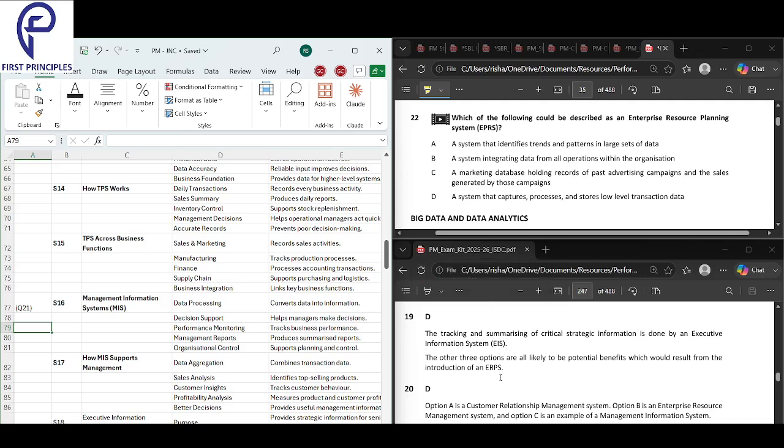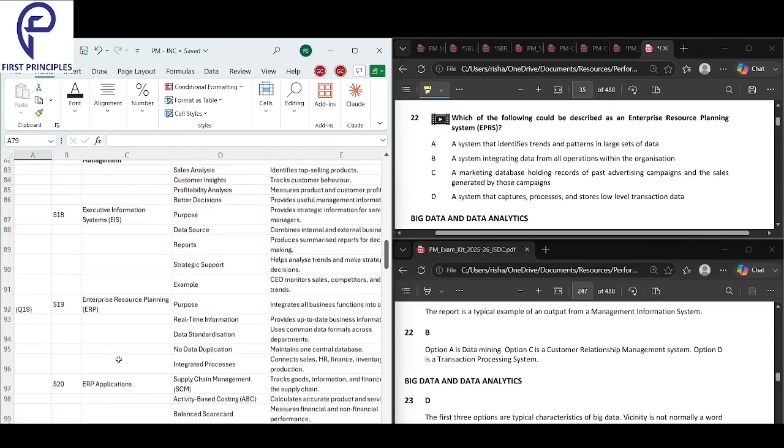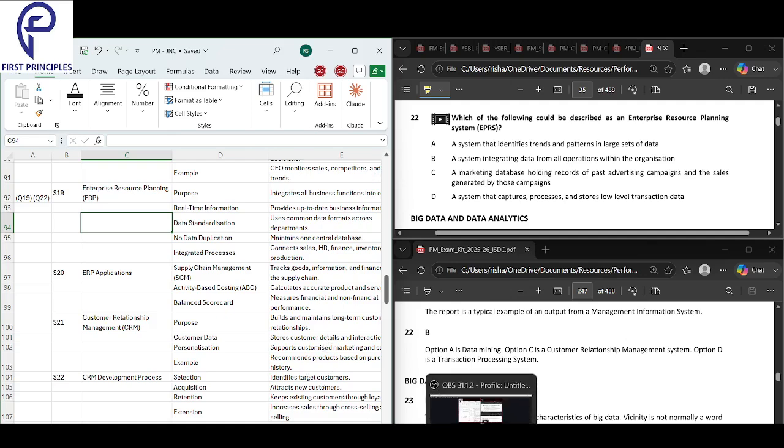Okay, last one. Which of the following could be described as an enterprise resource planning system? ERP. We have just studied ERP today. We started the class with ERP today. A system that integrates information from all the functions within an organization. It's literally the first definition of what it really means. Question 22 is about this, and that concludes our chapter 3 question practice.